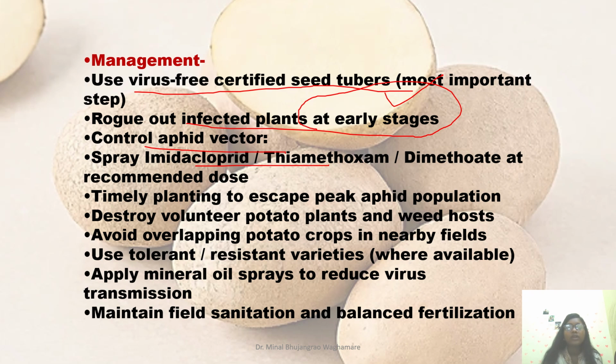So we have to again go for field sanitation, that is, destroy the voluntary potato plants and weeds which carry such infected plant material. We have to avoid overlapping potato crops in nearby fields. We have to go for resistant varieties and apply the mineral oil spray to reduce the virus transmission. And balanced fertilization is important. Excess nitrogen we can avoid here to avoid the growth of the pathogen and attraction of the aphid vector on the plant.